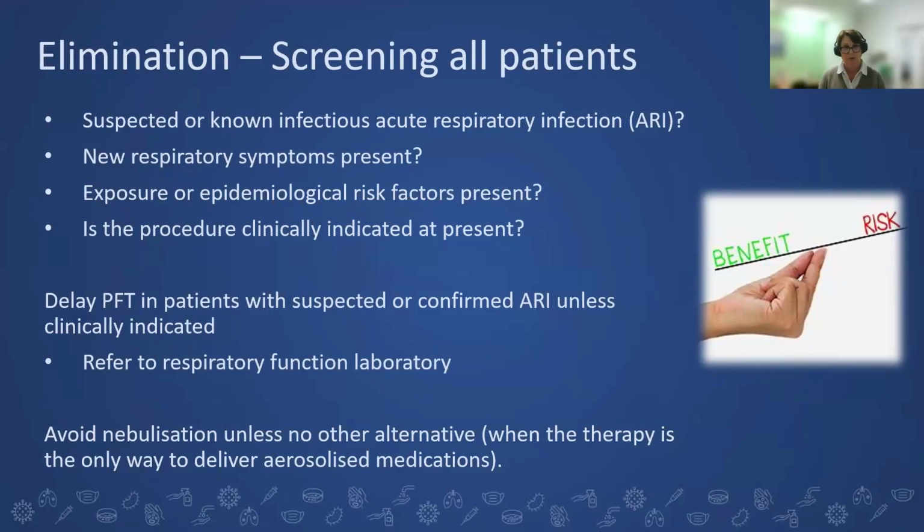If we're doing pulmonary function testing and we have a patient who we suspect or confirm has an ARI, can we delay that testing if it's clinically indicated? Or can we refer them on to someone? We do want to try and avoid nebulization unless there's no other alternative. As I said, some patients have to have their therapy delivered by aerosolized medication for it to be effective.